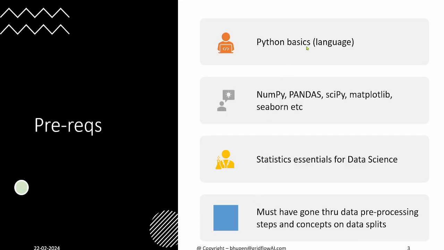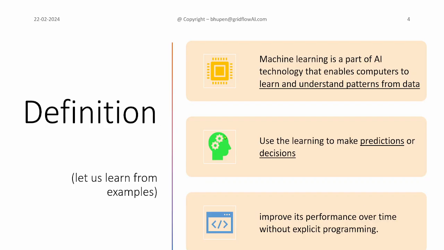Some of the prerequisites: knowledge of Python as a language, NumPy, Pandas, and some familiarity with SciPy, Matplotlib, and Seaborn would be really helpful. Statistics essential for data science is mandatory, and you must have gone through typical data pre-processing steps that we use in data science. So what's the definition of machine learning?